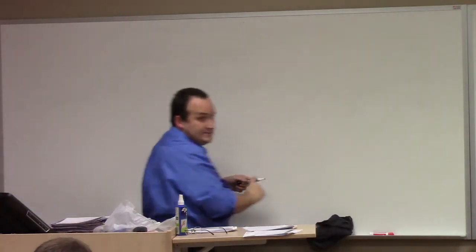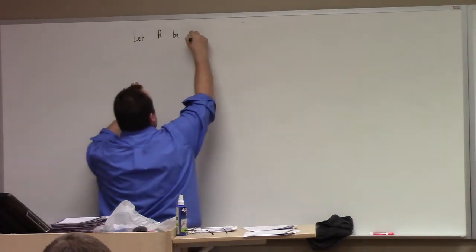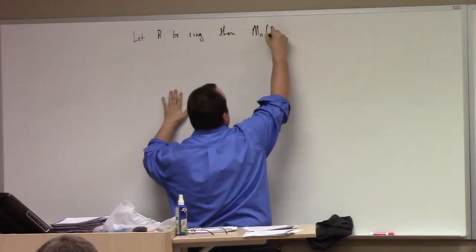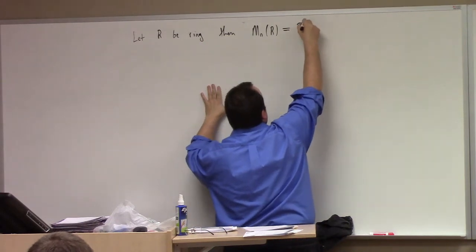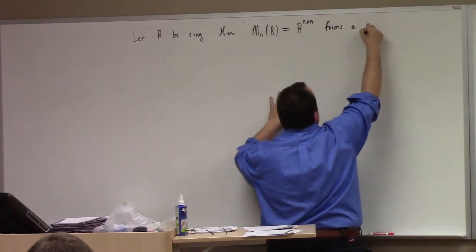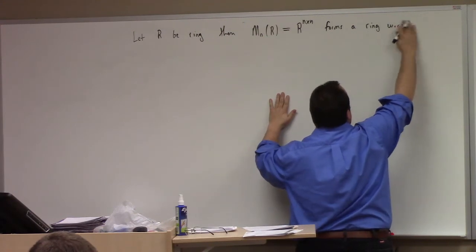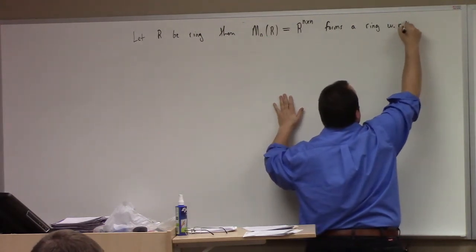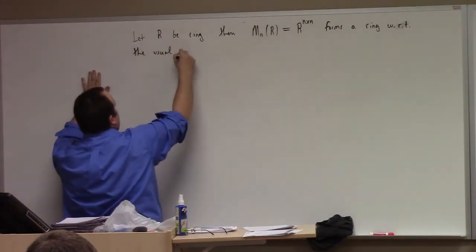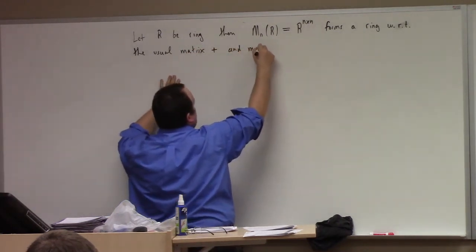If you look at a matrix ring, let R be a ring. Then we know that the n by n matrices, which I will sometimes call R^(n×n), form a ring with respect to the usual what? Right, usual matrix addition and multiplication. Very good.